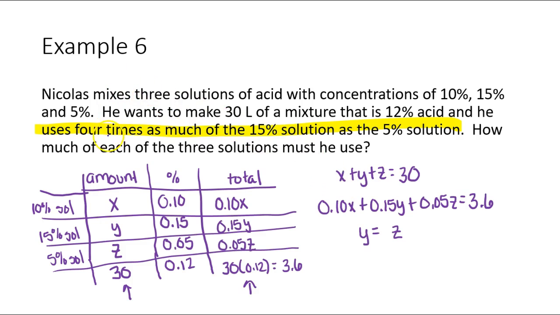And let's see, he uses 4 times as much of the 15% solution as the 5% solution, so there is more of the 15% solution than the 5% solution. My equation 3 here, y is going to be equal to 4 times z.